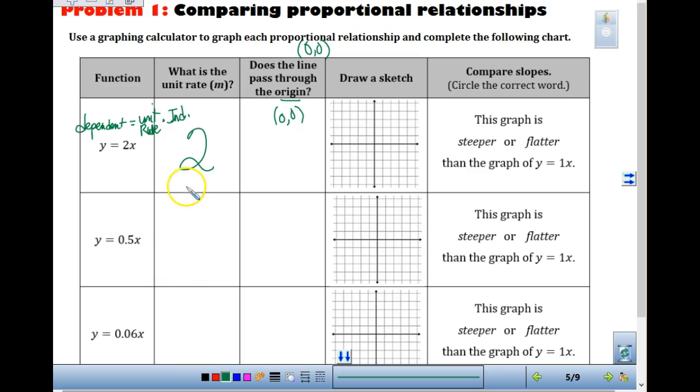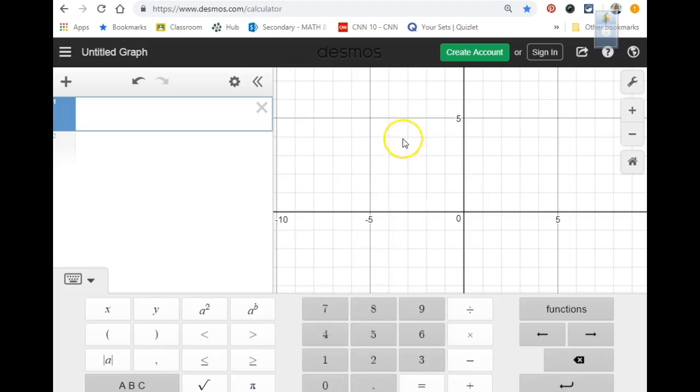So I have 2. The next one I have, Levi, is 0.5. And the last one I have, Sam, is 0.06. Okay? So what we are going to do is it's going to be asking you to compare them. And it says circle the correct word. This graph is steeper or flatter than y equals 1x. So right now you're going to be on your graphing calculator. Right? So please go to that graphing calculator. And you are going to type in the equation y equals x.